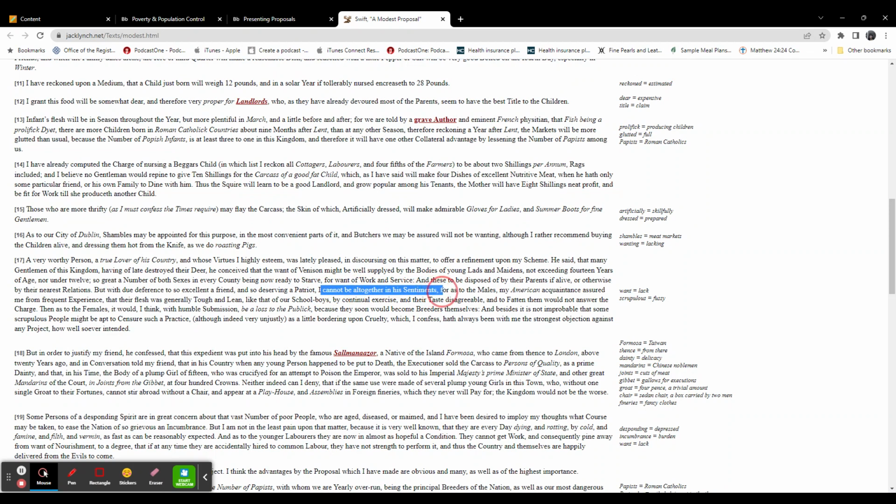So that's your counter to the counter to that counter here, right? Or his counter. And these to be disposed of by their parents who own them. See, I cannot be altogether in his sentiments.